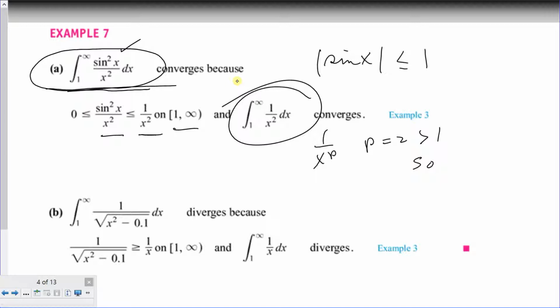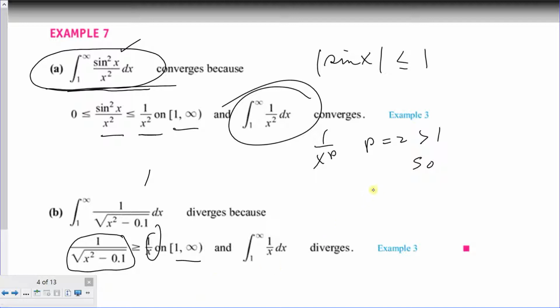Now let's look at another integral here. It's 1 over the square root of x squared minus 0.1. Notice that this function will always be more than 1 over x, just looking at a comparison of the two functions on the interval 1 to infinity.